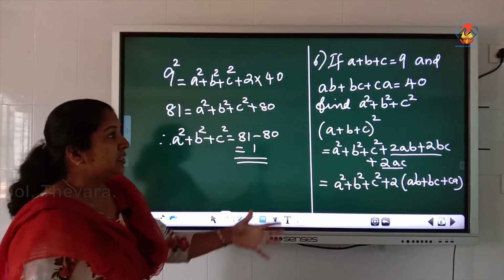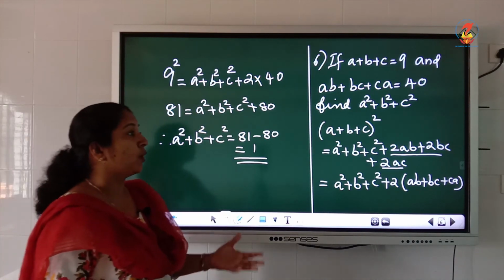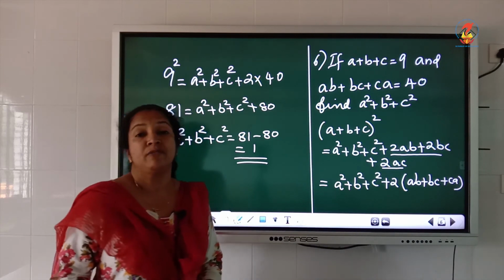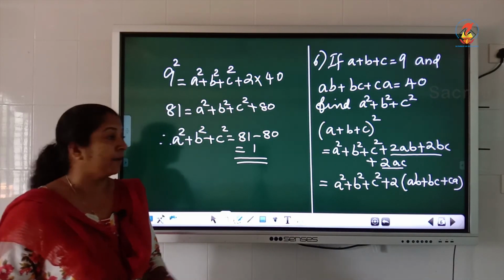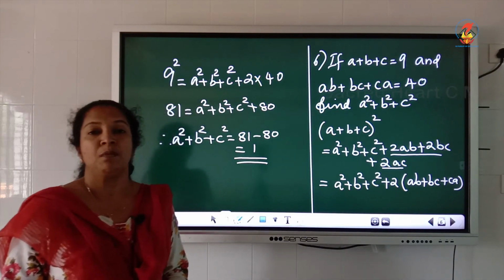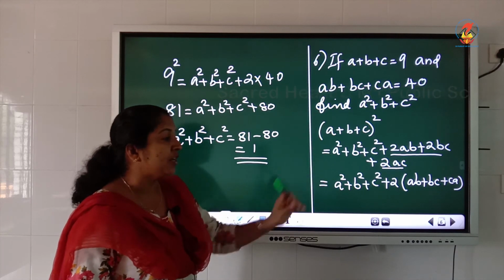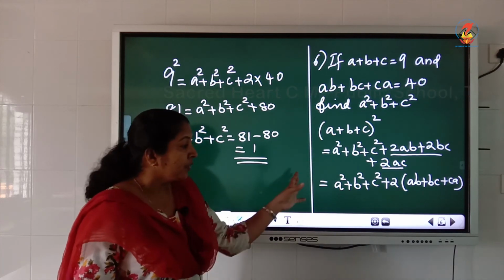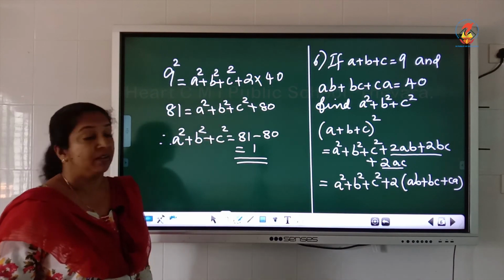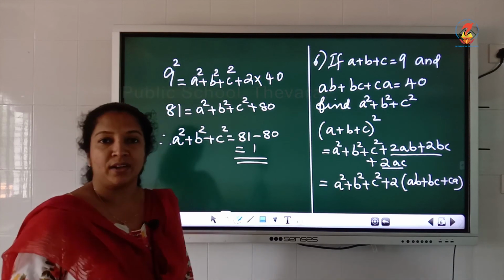Here a plus b plus c is given and ab plus bc plus ca is given. We have to find a square plus b square plus c square. So over here the identity which we have used is a plus b plus c whole square equal to a square plus b square plus c square plus 2ab plus 2bc plus 2ca. After that we have taken out the common term 2. Then we got the equation like this. Finally we have substituted the values given. So a square plus b square plus c square is equal to 1. That is the answer.